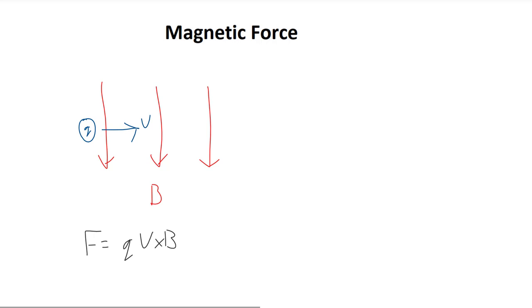However, of course, in general, the velocity vector and the magnetic field vector could be at more complicated angles. For example, instead of having the particle entering to the right here, I could have it entering at an angle of, say, 30 degrees to the horizontal.